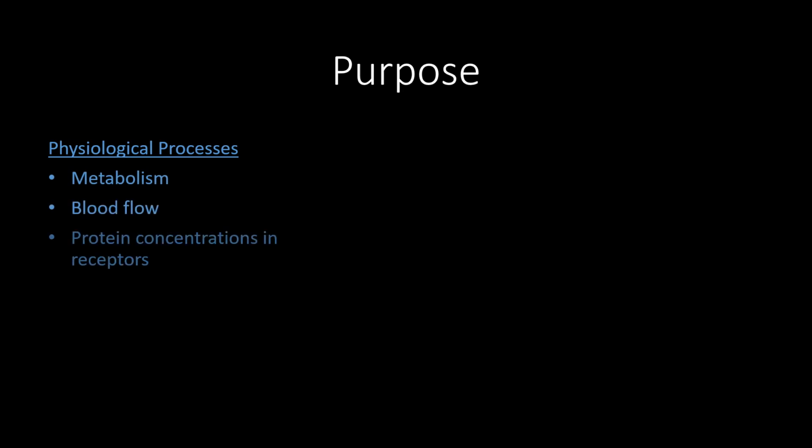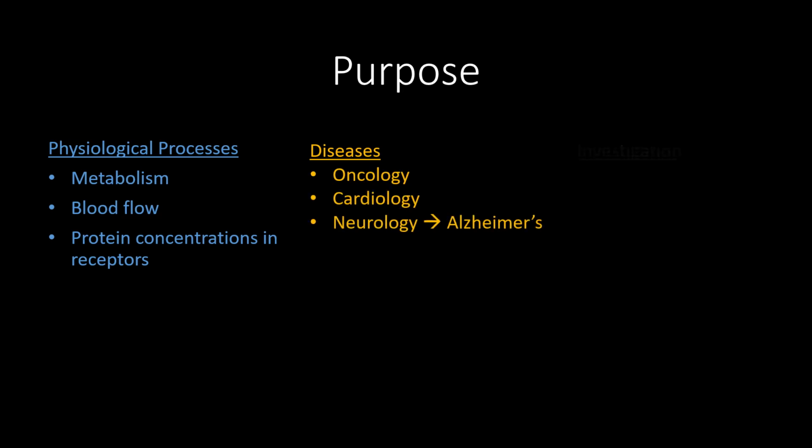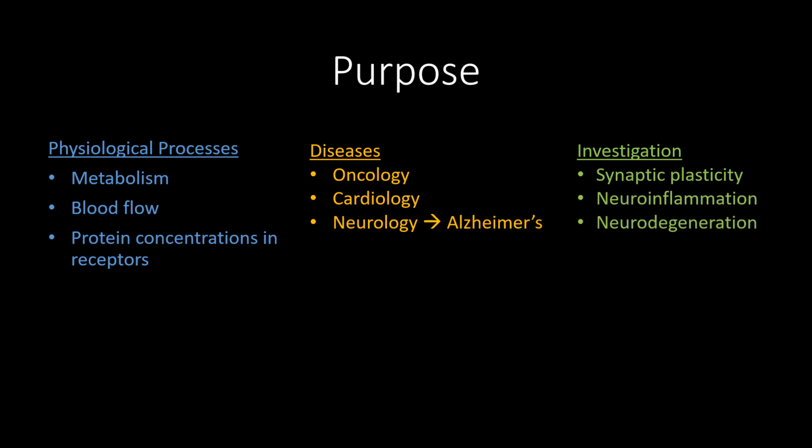PET was developed in the late 1950s with the ultimate goal of measuring and visualizing physiological processes in vivo, such as metabolism, blood flow, and the concentration of proteins in various receptor systems. Since then, PET has been used extensively in preclinical and clinical settings, mostly for oncological purposes, but increasingly also in areas of cardiology and neurology, such as the diagnosis of Alzheimer's disease. It can be used for the investigation of synaptic plasticity, neuroinflammation, and neurodegeneration.